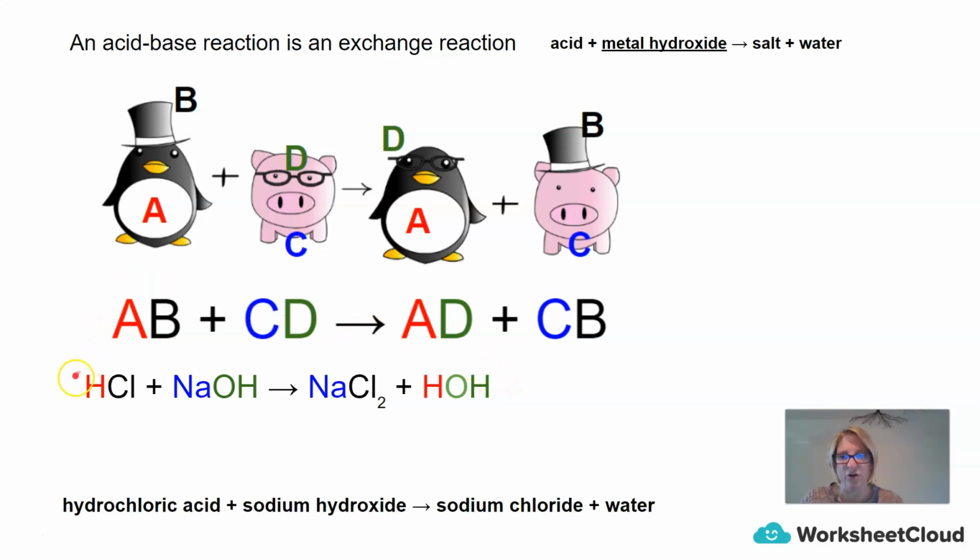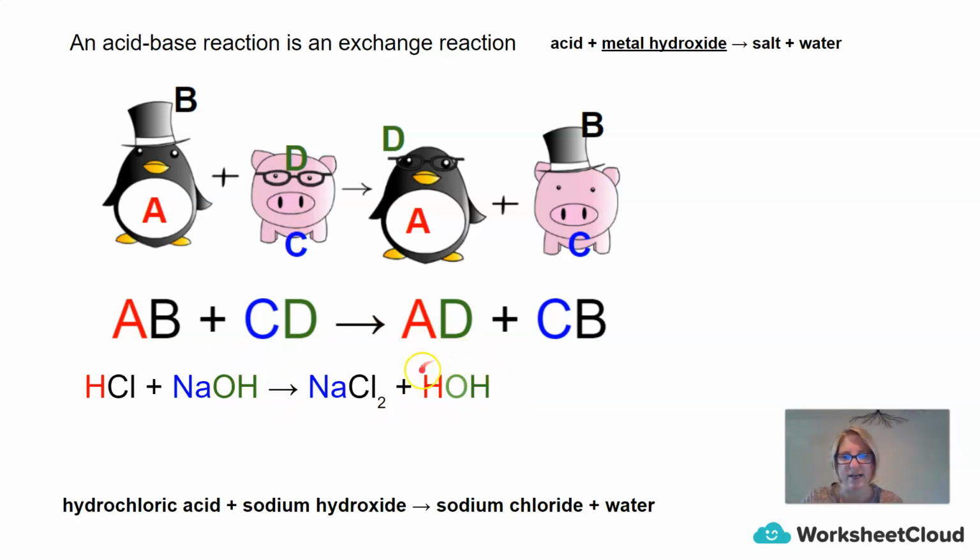So in this reaction, if we have a look at the acid, the hydrogen in the acid went to making water. The chlorine in the acid, HCl, went to making the salt. If we have a look at our metal hydroxide, NaOH, the sodium in our reactants went to making the salt in our products, and the hydroxyl group, OH, went to making water.